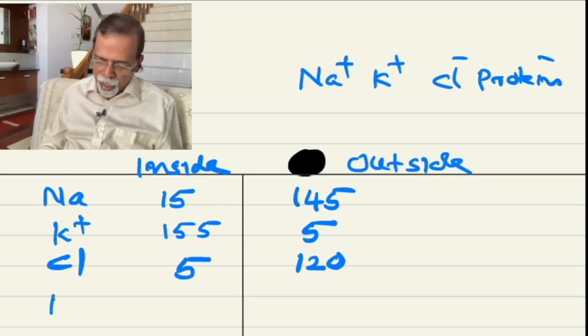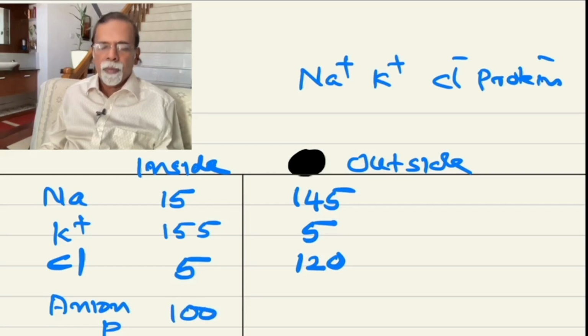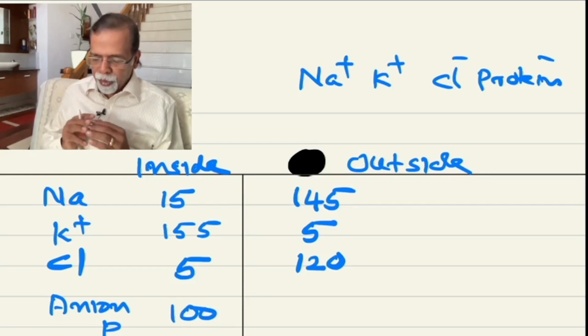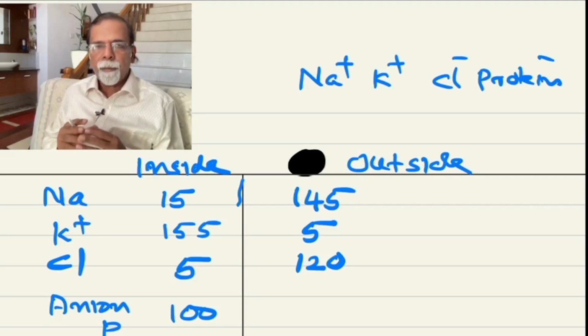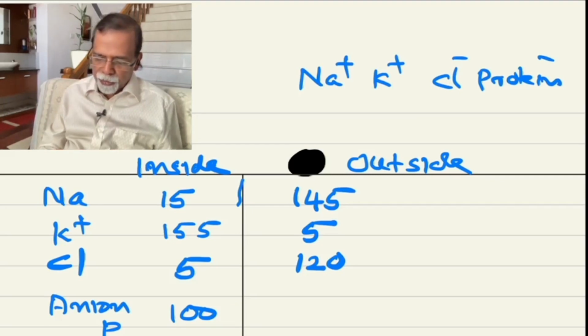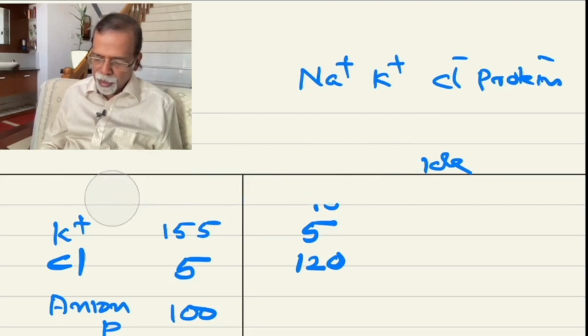Then come the other anions. The main anions are phosphates and proteins, around 100 inside the cell. So there is a concentration gradient between inside and outside and there is a semi-permeable membrane. Some of the ions will diffuse, some need active pumping or some channels are required. Let us look into this matter in a little more detail.